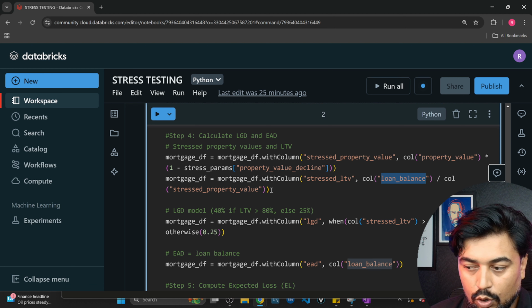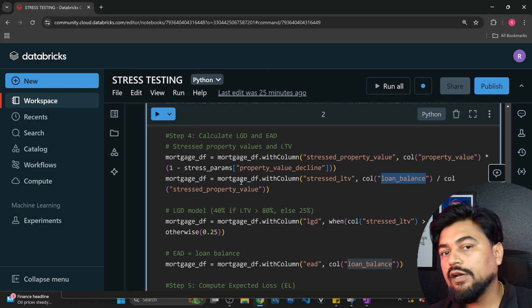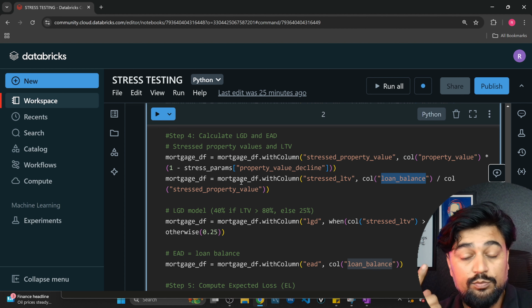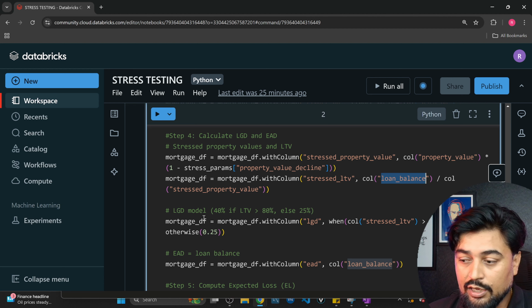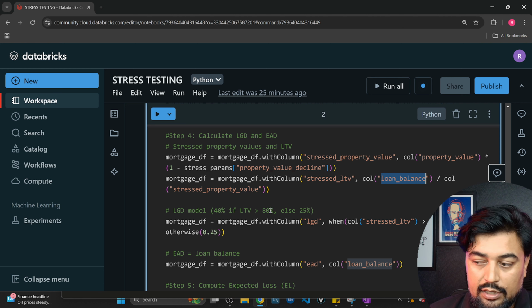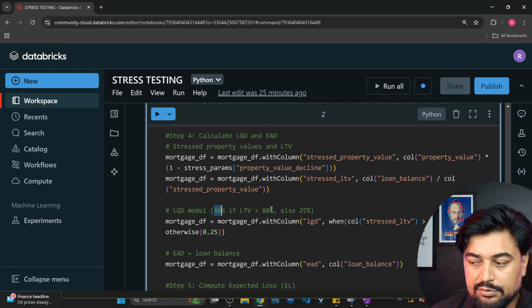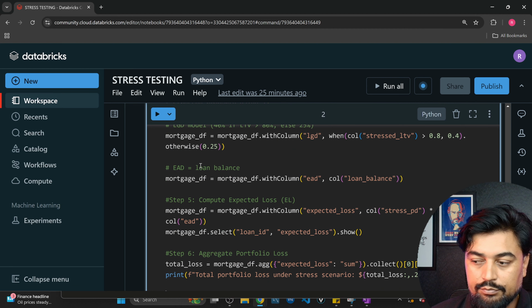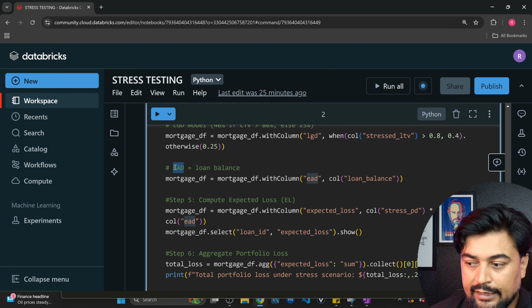So all this logic is totally revolving around those columns which I explained to you initially. Then if you see LGD model, 40% of LTV. Earlier it was 80%, now it is close to 40%. So LTV changes with time. Then we calculate the EAD here.